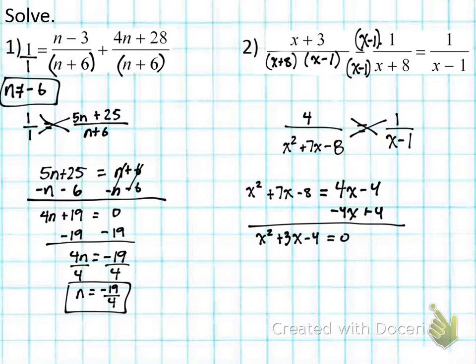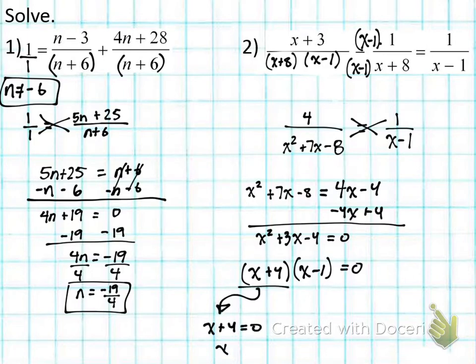I'm going to do an x box again. What this factors out to be, or I can factor this out as x minus 4, x plus 4 times x minus 1 is all equal to 0. Zero product property. I'm going to write this out and solve. We got x is equal to negative 4 and x is equal to 1.